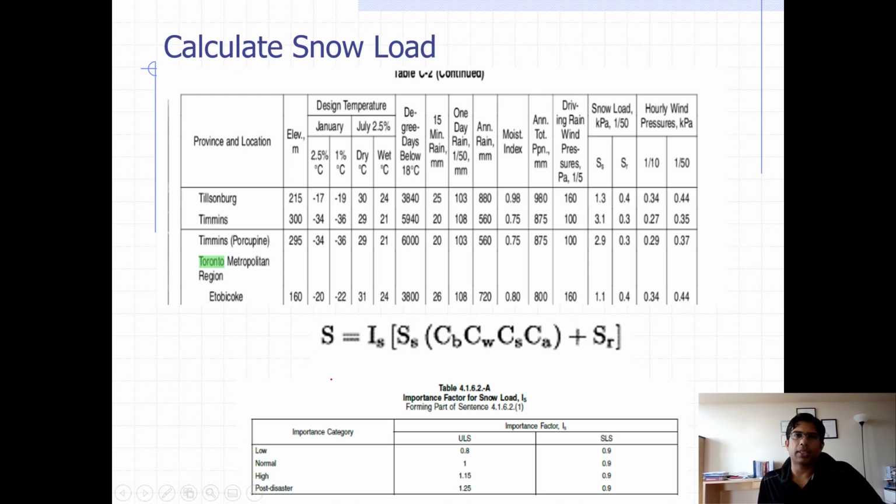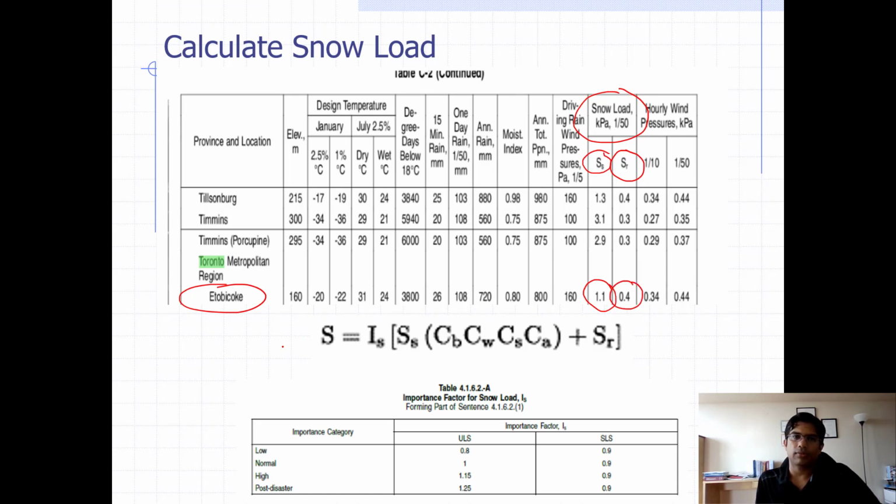Then we need to go to the same NBCC code and calculate the snow load for Toronto, Etobicoke. We're looking up Toronto, Etobicoke in the NBCC 2015 code for snow load problems. We need to use the 1 in 50 years value, the type of snow that can happen once in a 50-year period, and we need the parameters SS, the snow load, and SR, the rain load. For Etobicoke, SS is 1.1 and SR is 0.4.